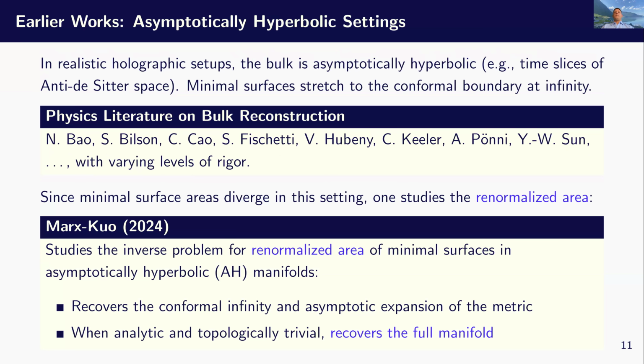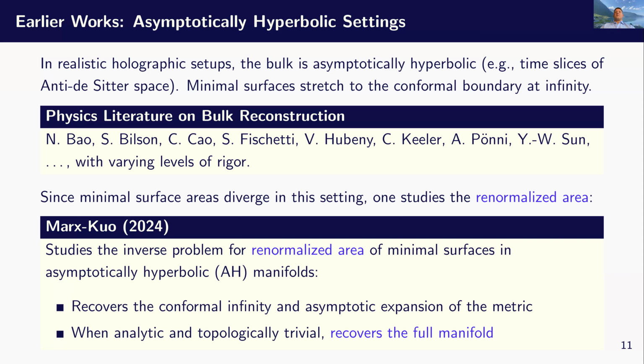Some other works, and these are now in asymptotically hyperbolic settings. So this AdS/CFT, the holographic proposal, there the bulk, the manifold, is asymptotically hyperbolic. It means that the manifold is infinite and it has certain behavior at infinity. Examples of these asymptotically hyperbolic manifolds are time slices of anti-de Sitter spacetimes. And here the minimal surface stays stretched to the infinity, which is called the conformal boundary at infinity.